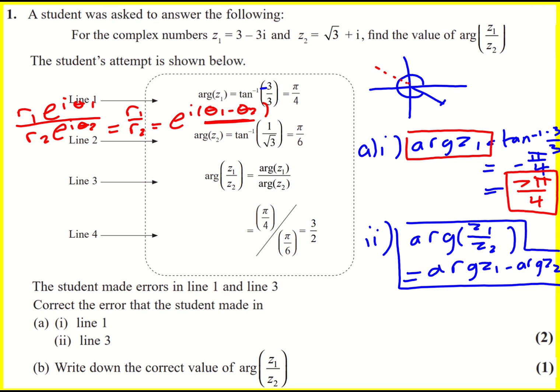We're then finally asked to write down the correct value of the argument. So remember, it's the argument of z1, which we've worked out is 7 pi over 4, minus the argument of z2, so we're minusing pi over 6, and to be honest, just put that in your calculator, you're going to get 19 pi over 12.